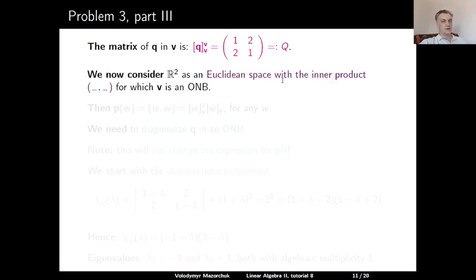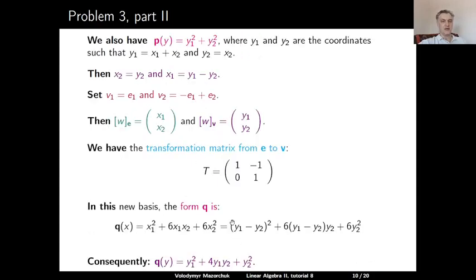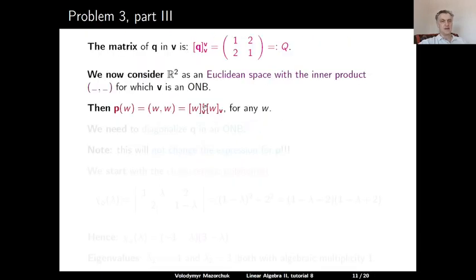Now, we can consider R2 as a Euclidean space with the inner product for which our new basis V is an orthonormal basis. Then we know that the expression for the quadratic form P, recall that the quadratic form P is equal to y1 squared plus y2 squared, we can write as the coordinates of a vector transposed times the coordinates of the vector. And this is true for any vector. And what we can do now is diagonalize the second quadratic form Q in an orthonormal basis.